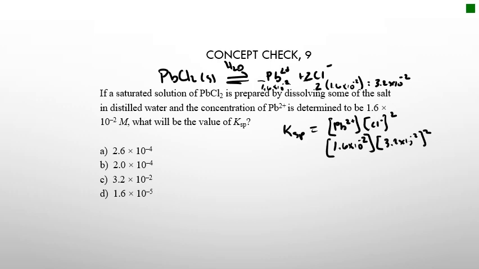So now when I plug my values in to the calculator, we end up getting 1.64 times 10 to the minus 5th power. So our correct answer would be D. Now, I'm going to use this problem really quickly just to illustrate that concept that we're talking about with the common ion effect.